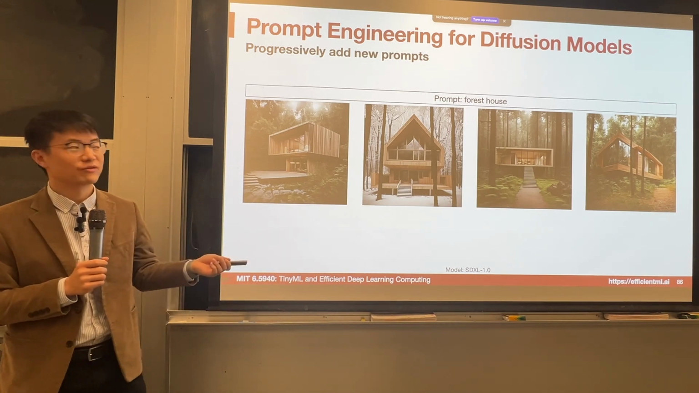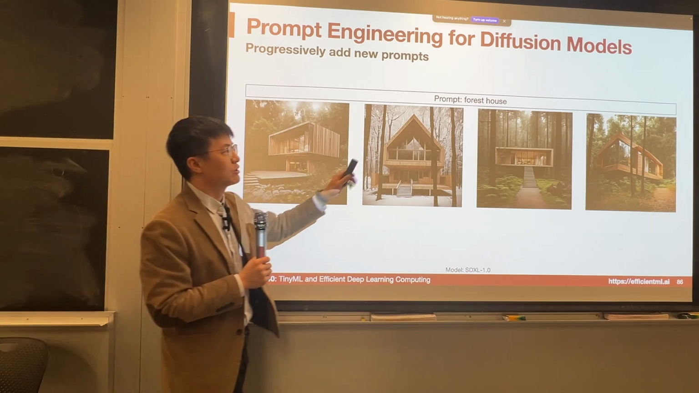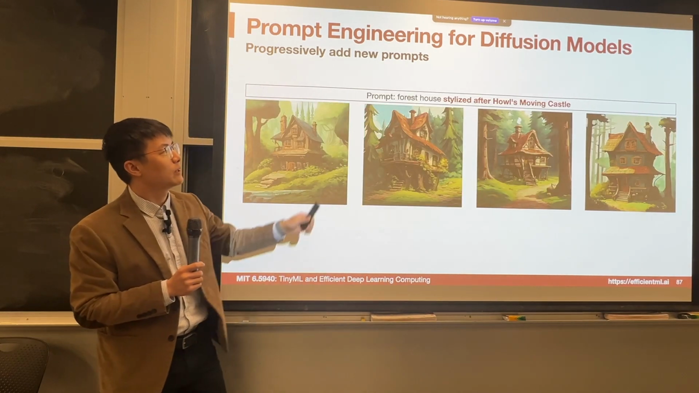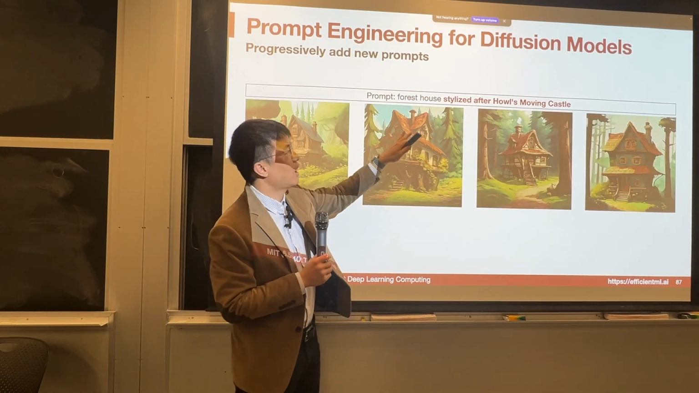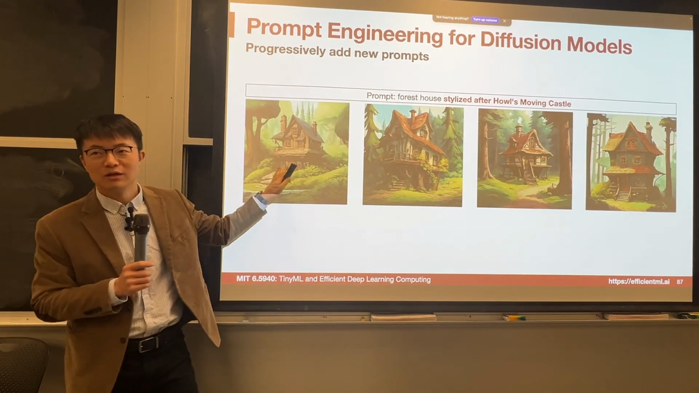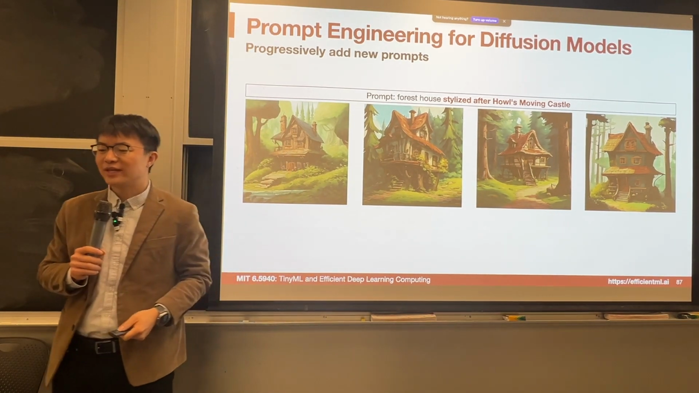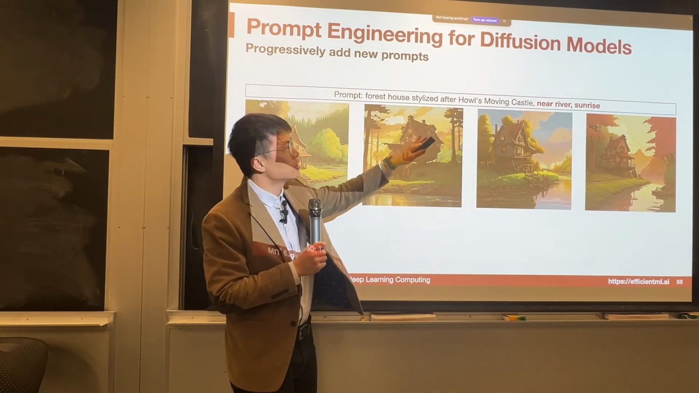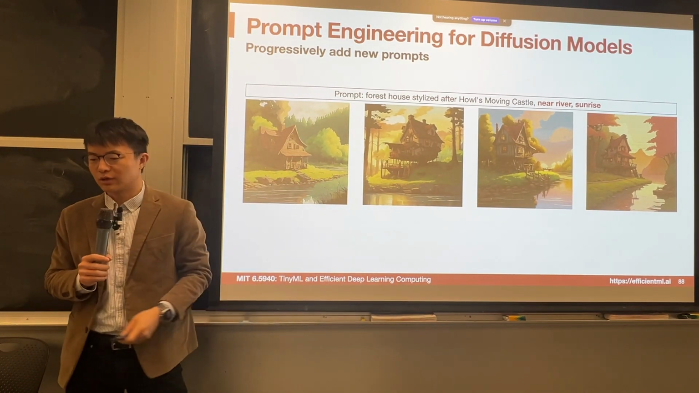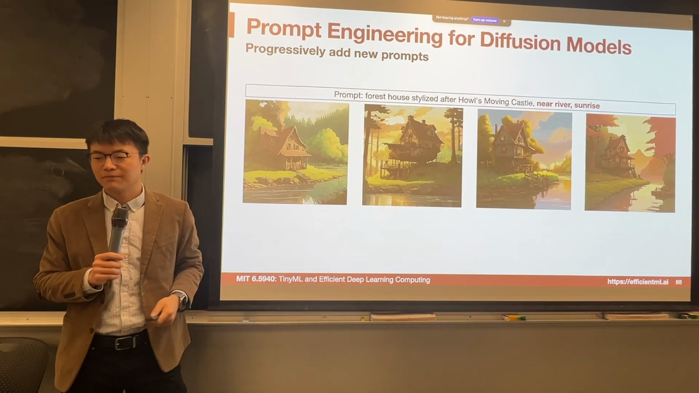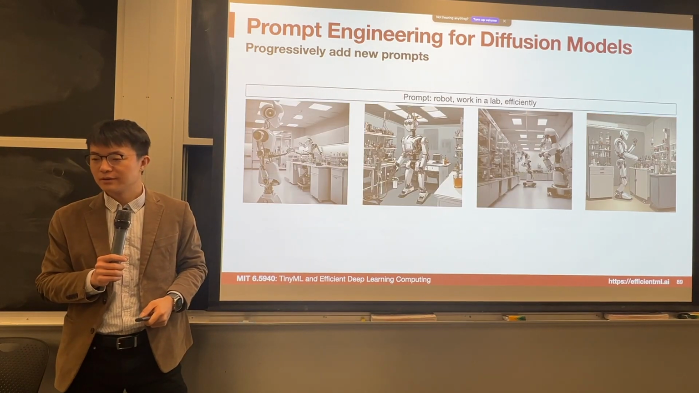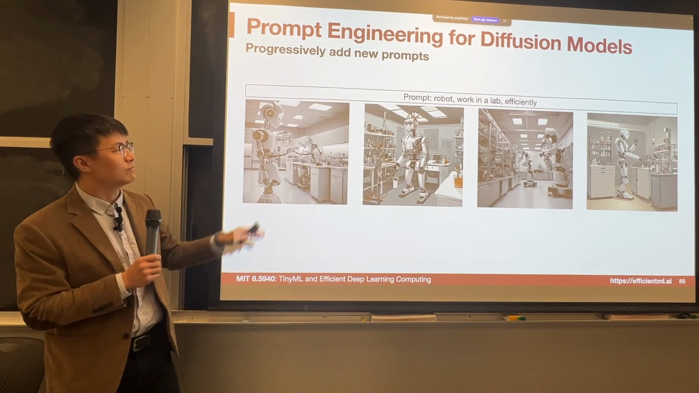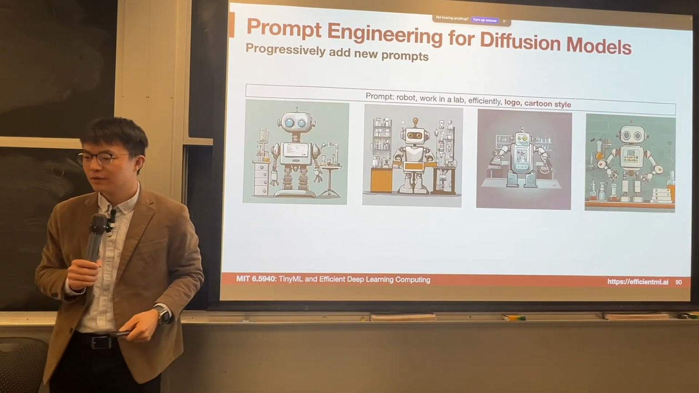So we progressively add new prompts, starting with a forest house, but maybe this is not what we want. We want a stylized house, like Howl's Moving Castle. So we can progressively add new prompts. If you want to make it more precise, add near river, sunrise, and it's going to give near-river sunrise images. Another example: robot working in a lab efficiently. This is the starting point.